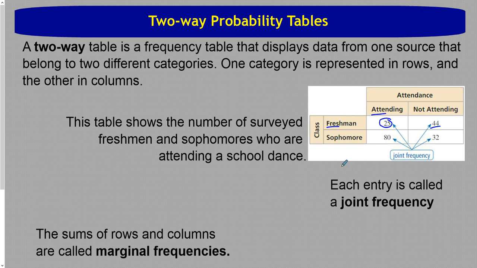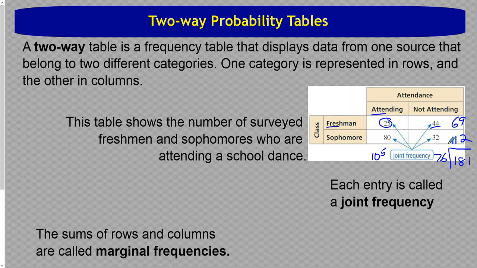The sums of rows and columns are what we call marginal frequencies. So if we added these two up, there are 69 freshmen being interviewed here, and there are 112 sophomores being interviewed. There's a total of 105 people attending the dance, and a total of 76 people not attending the dance, for a grand total of, and if you add up both this row and column, you should get the same number, right? So 105 and 76 should be 181, and if we add these two values, we'd get the exact same thing.